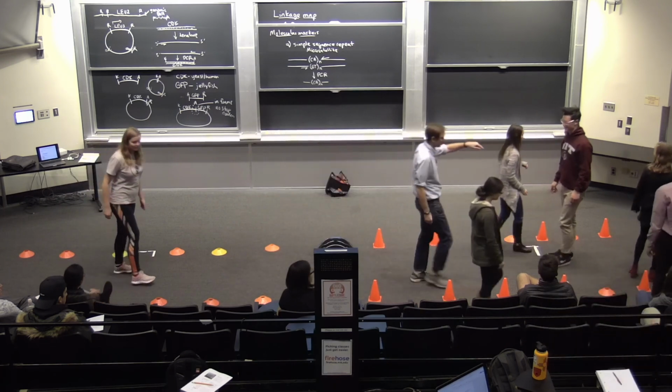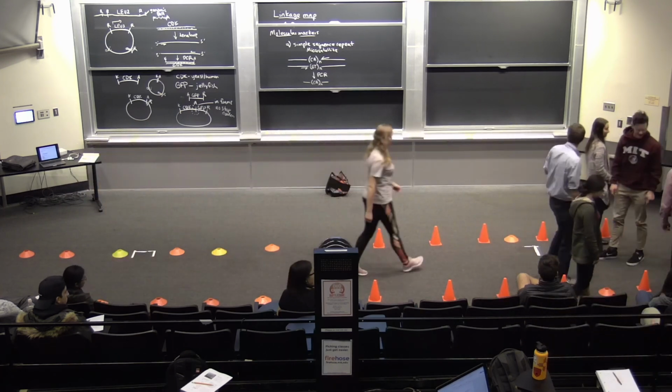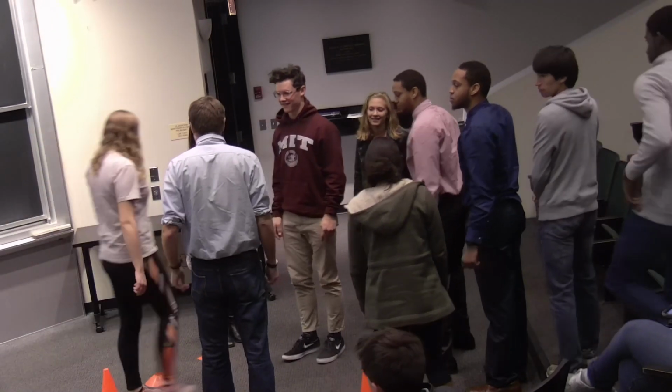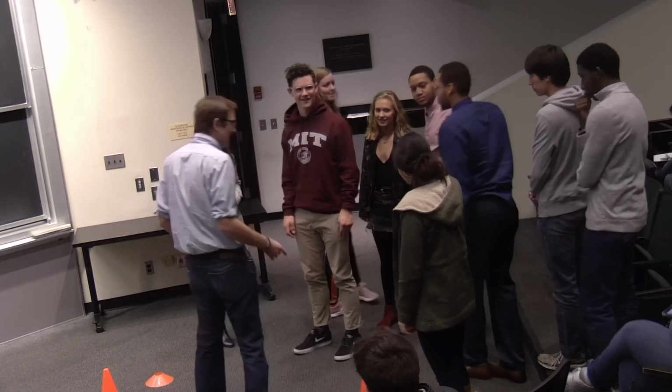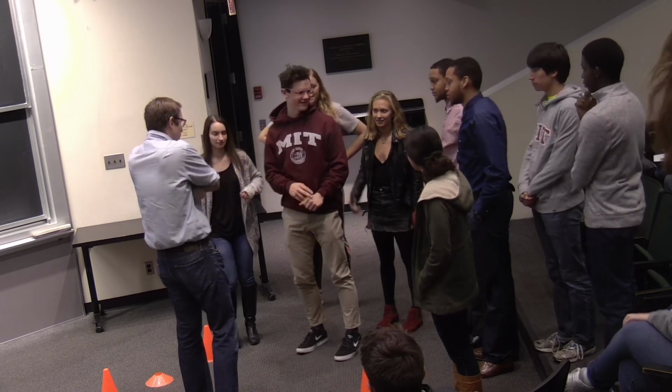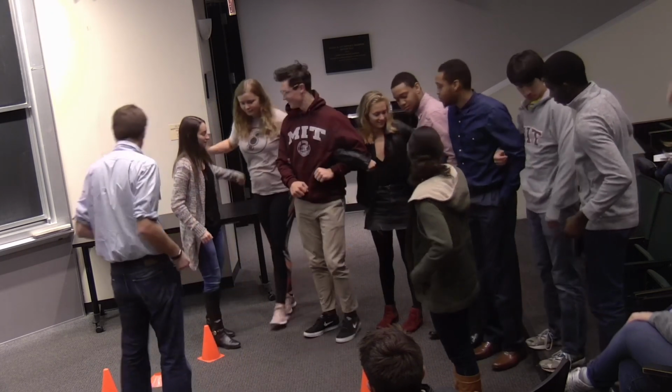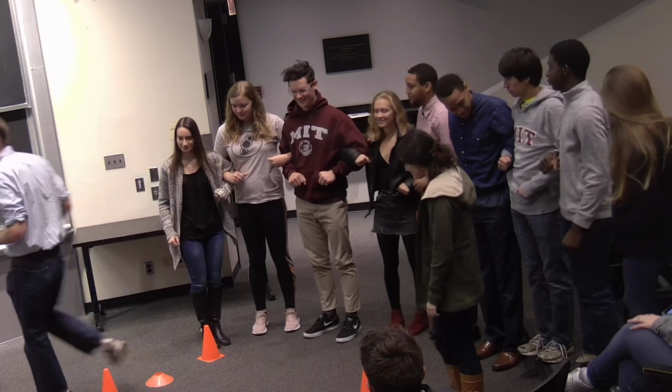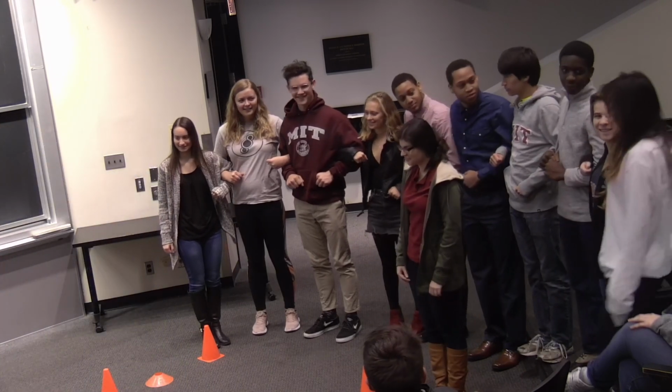This is the negative electrode over here. Okay, the positive electrode is going to be down there. And Jackie is going to be our single nucleotide. Okay, you guys link, like, yeah. You don't have to do-si-do or anything like that.